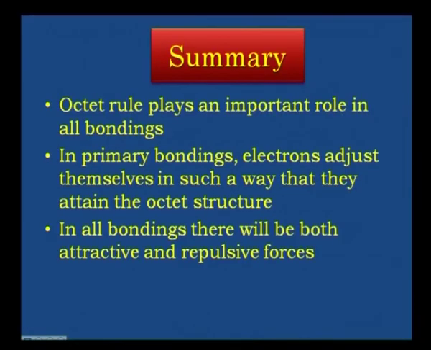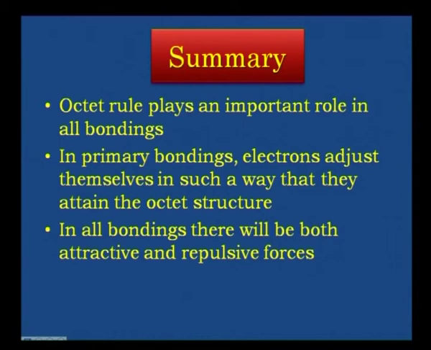Let me summarize today's lecture. The octet rule plays an important role in all bondings. That is point number 1. In primary bondings, electrons adjust themselves in such a way that they attain the octet structure. In all bondings, there will be both attractive and repulsive forces. I told you that the repulsive force comes from quantum mechanics, whereas the attractive force comes from Coulomb's law.